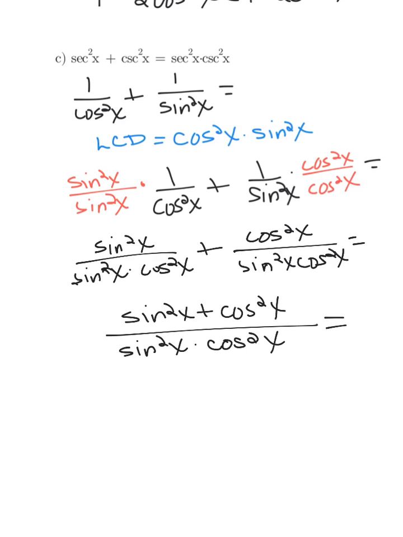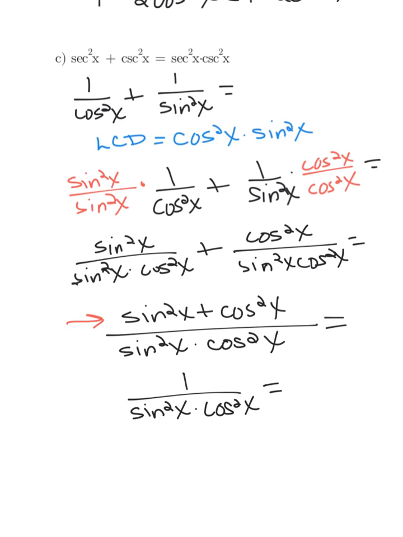Now, hopefully, this numerator is jumping out at you. Sine squared of x plus cosine squared of x equals 1. So we have 1 over sine squared x times cosine squared of x. So it took a lot of work and we got it down to a much simpler fraction, and look at where we're trying to go. We're trying to get a secant and a cosecant. And those are the reciprocals of sine and cosine.